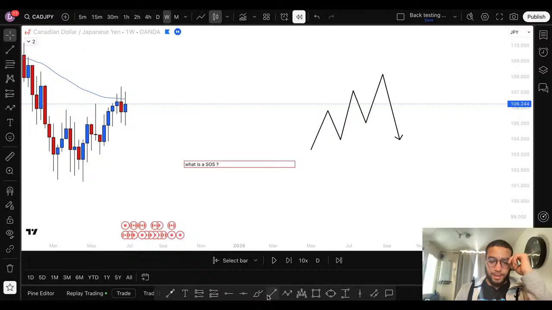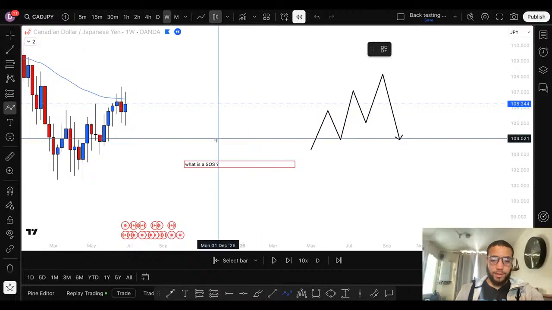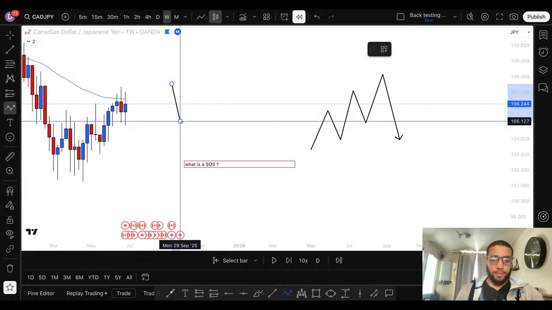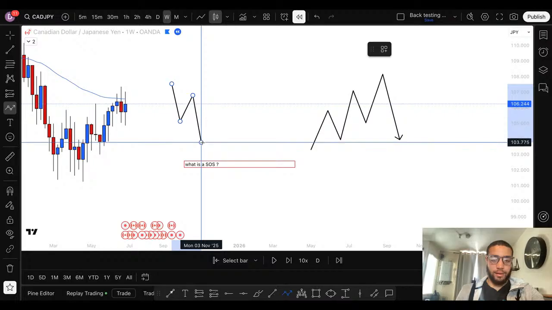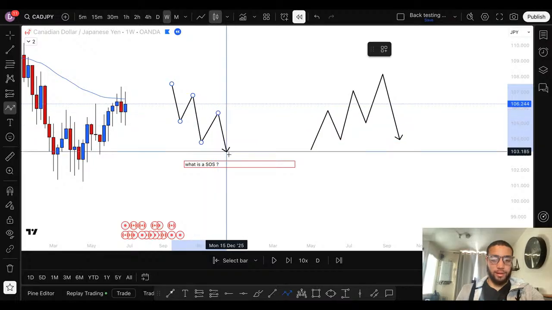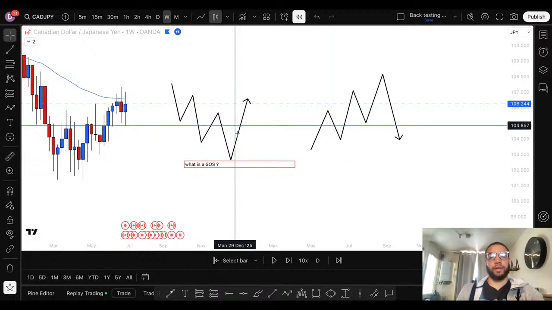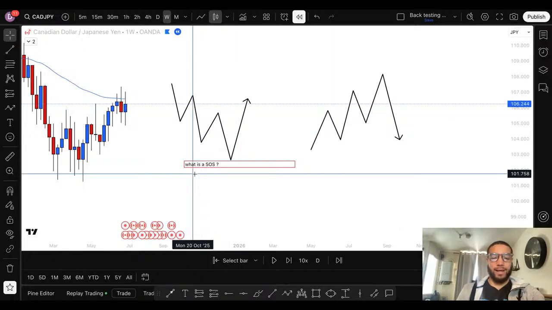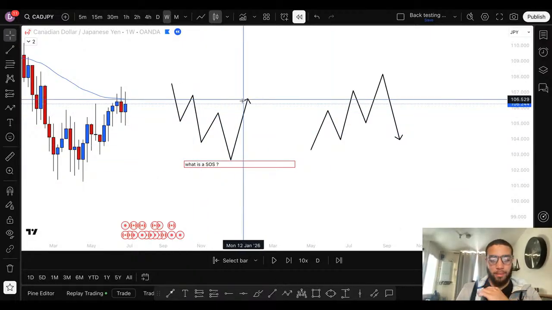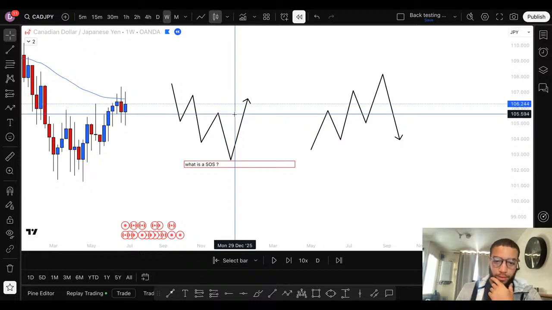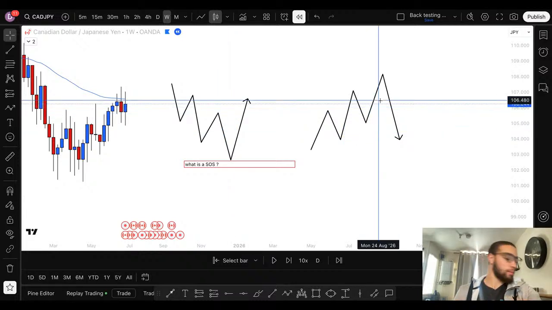So I'm going to make it a little bit clearer with the two-step example. Lower high, lower low, lower high, lower low, shift of structure. The market closing above the lower high and below the lower low is the shift of structure.